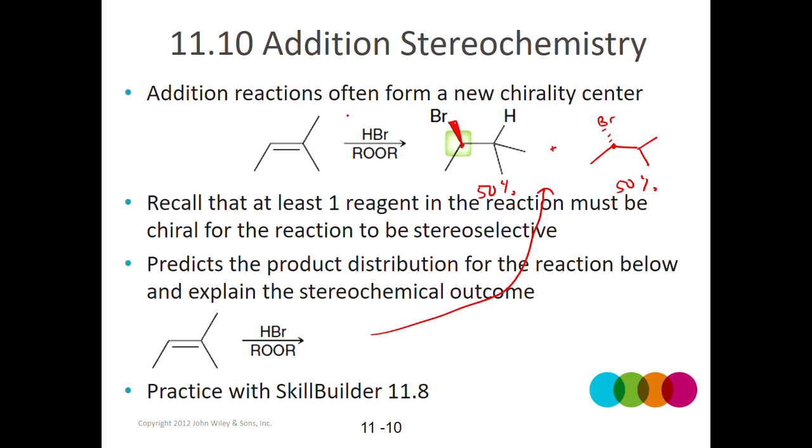At least one of my reactants has to be chiral for the reaction to be stereoselective, or in other words, for me to get more of one stereochemical outcome than the other. At least one of my reactants has to be chiral. This is not chiral, this is not chiral, this is not chiral. If I look at all my reactants, it's kind of like a shortcut. If I see all my reactants are achiral, if I'm producing a chiral center in my product, there's no way to get more of one of the stereoisomers than the other.